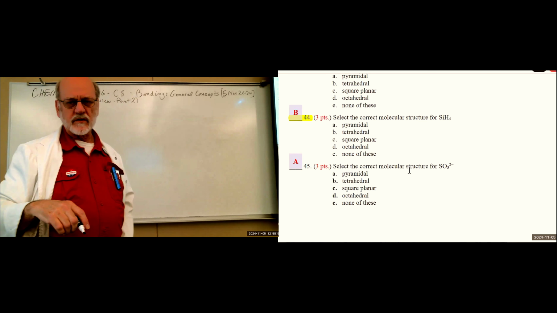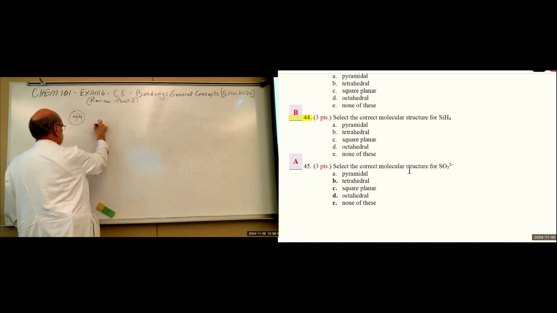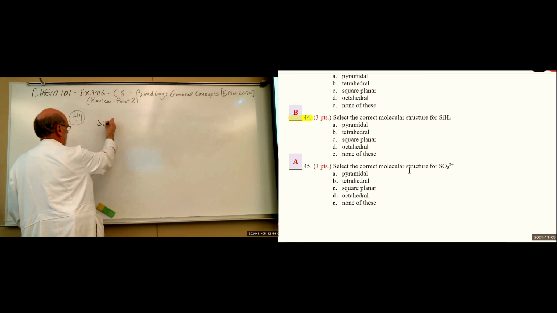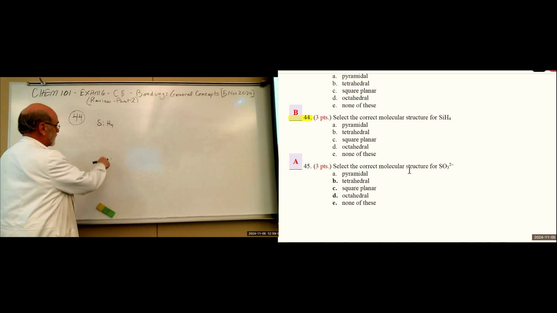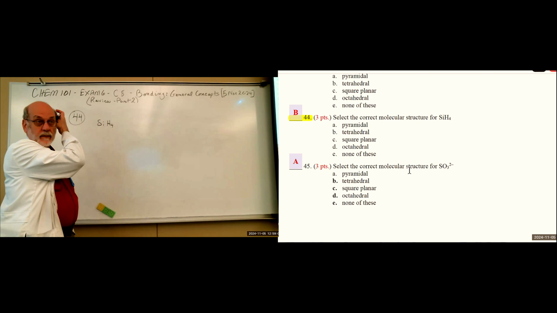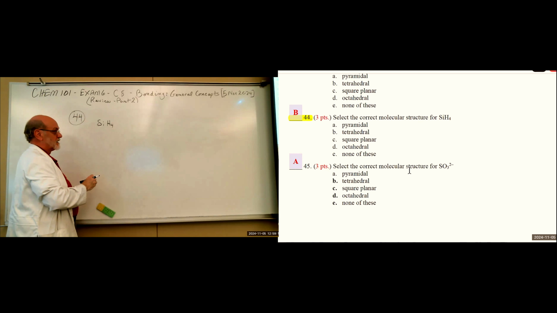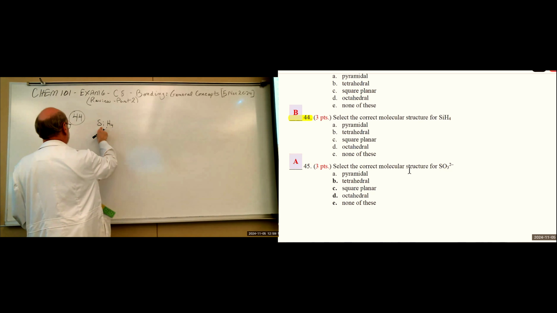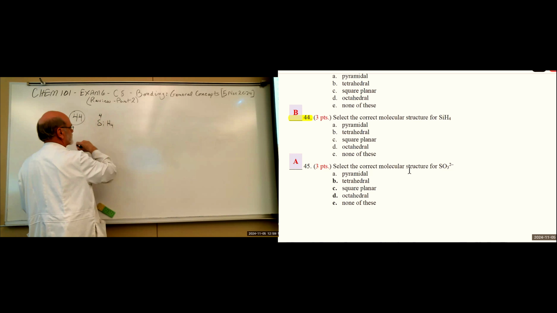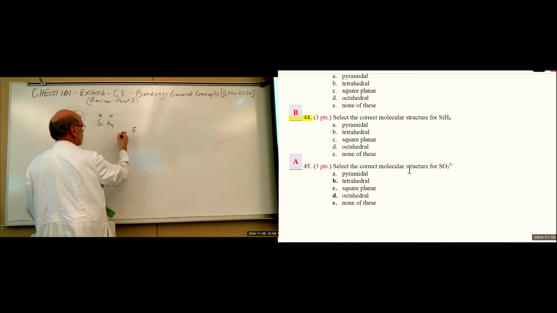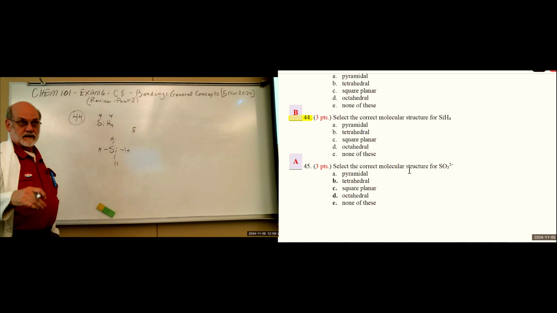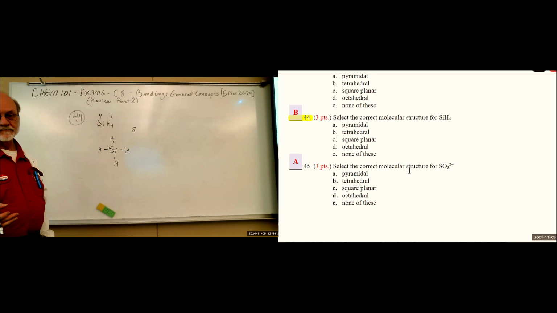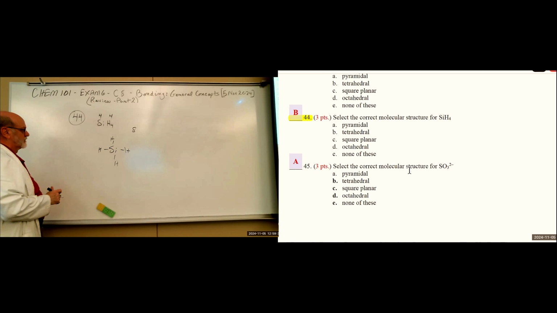Select the correct molecular structure of SiH4. I'm pretty sure I know what that is, because this is in carbon's family, which means it's going to have 4 valence electrons, 4 of those. So we're going to have 8 total, silicon in the middle. And there's all of your 8 electrons right there. That's tetrahedral. Okay, simple.